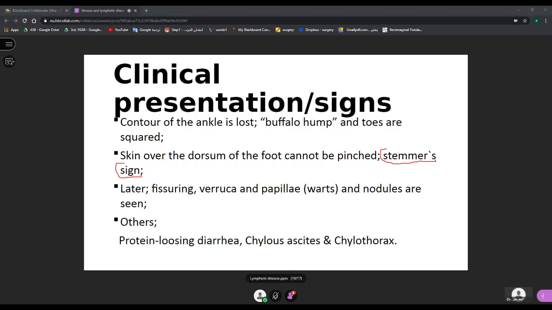Stemmer sign is positive. As the disease advances, you get fissuring of the skin, and then the patient may develop some warts, rocky skin, and some nodules. These can be due to secondary inflammation or malignant transformation. If the disease extends proximally and results in obstruction of major lymphatics at the level of the trunk or upwards, then you can get protein losing diarrhea, chylous ascites, and chylothorax, depending on the level of the obstruction. So these are the most important.